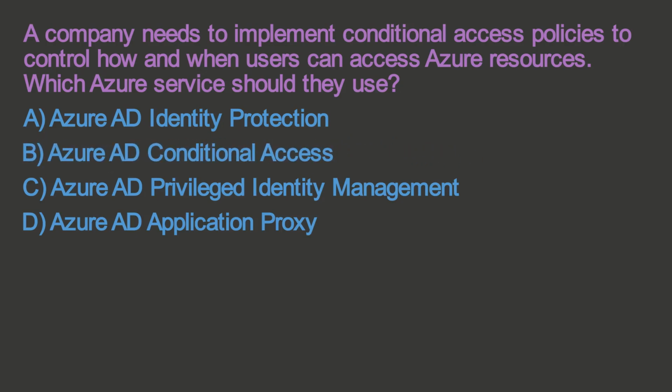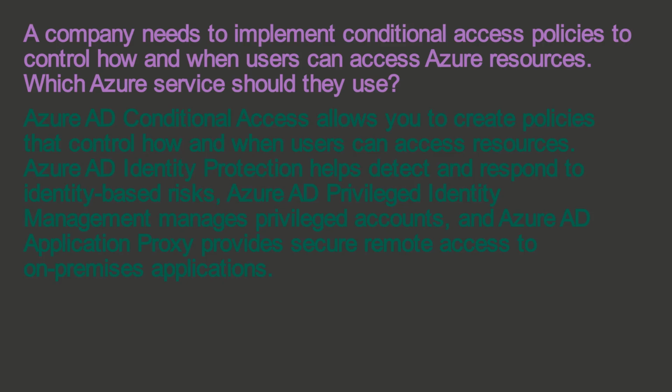Azure AD Conditional Access. Azure AD Conditional Access allows you to create policies that control how and when users can access resources. Azure AD Identity Protection helps detect and respond to identity-based risks. Azure AD Privileged Identity Management manages privileged accounts. And Azure AD Application Proxy provides secure remote access to on-premises applications.